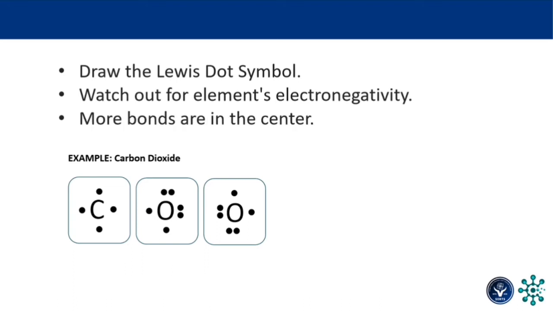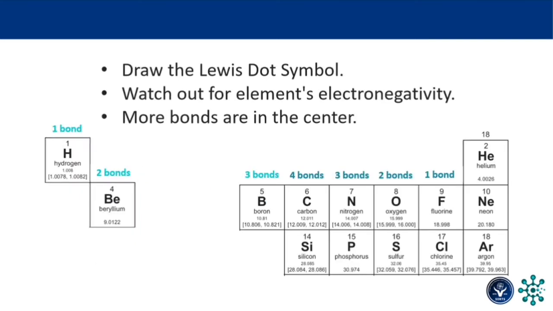Also, aside from considering the element's electronegativity, we could also base which element will serve as the central atom on the number of bonds. The element that can accommodate the highest number of bonds will become the central atom. Carbon can accommodate 4 bonds, oxygen can accommodate 2 bonds. So therefore, carbon will still be the central atom. These are the bonds that each of these elements can accommodate: hydrogen, 1 bond, beryllium, 2 bonds, and so on.